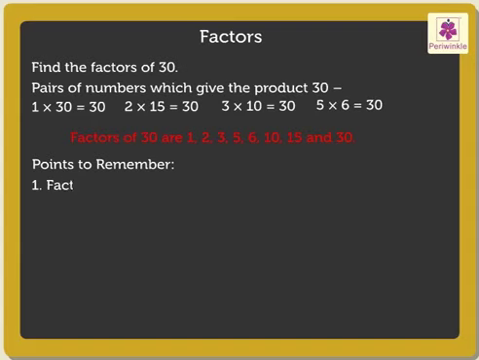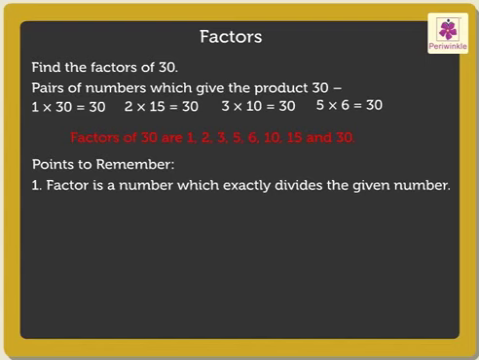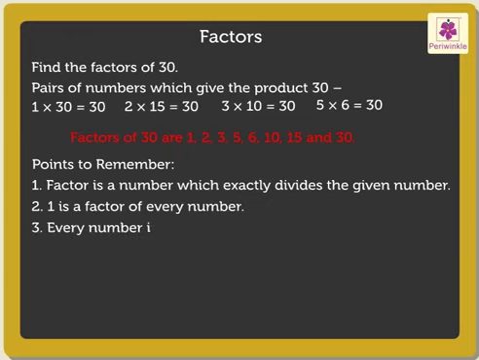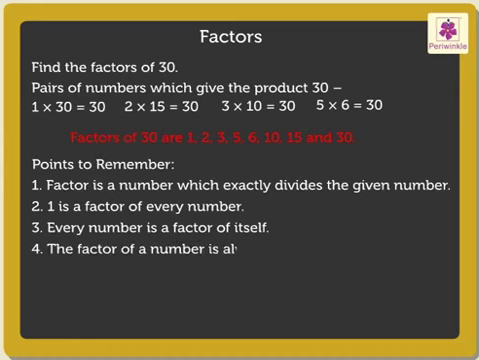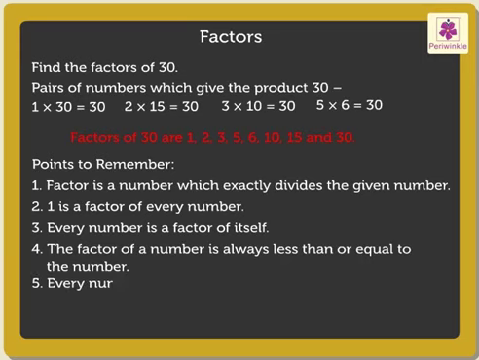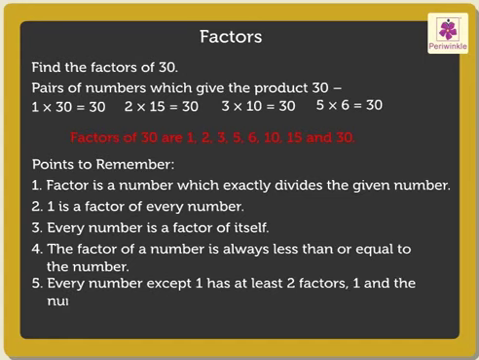1. A factor of a number exactly divides that number. 2. 1 is a factor of every number. 3. Every number is a factor of itself. 4. The factor of a number is always less than or equal to the number. 5. Every number except 1 has at least 2 factors, 1 and the number itself.